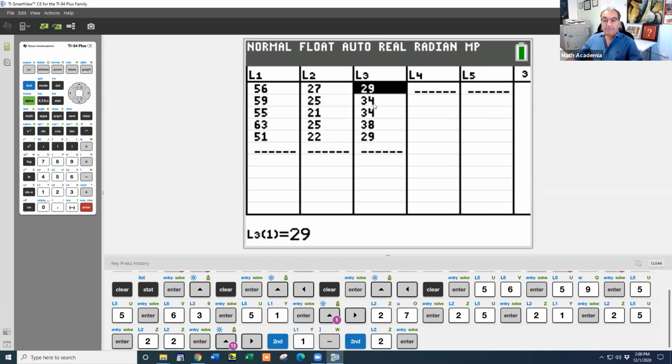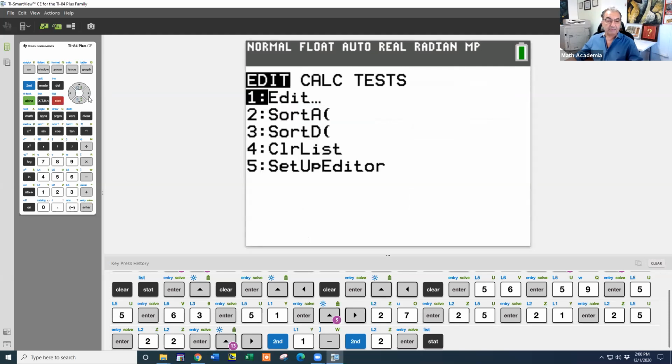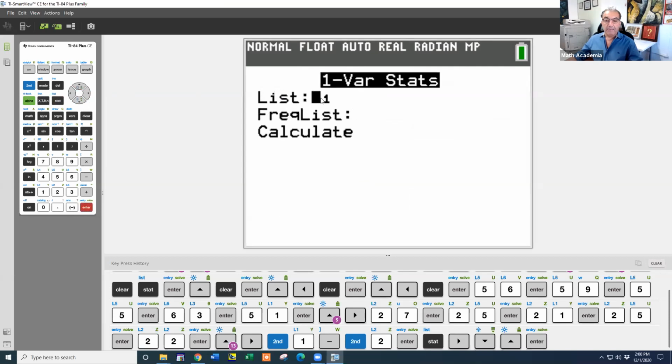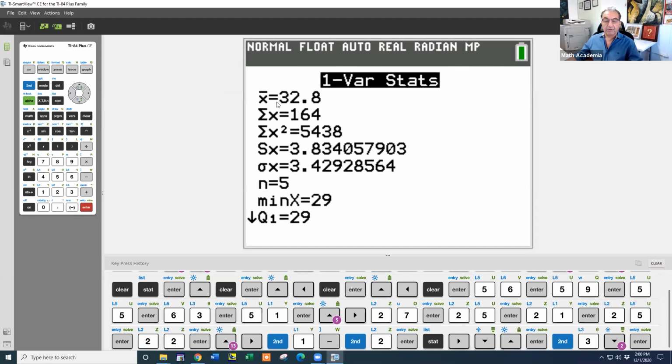Now, if you want to find the mean of the differences, go to stat and go to calc, 1-var stats, enter. Be careful, the list is not L1. The differences are in L3. So just do second function 3, which is L3. We don't need the frequency list because it's only one list here, and enter. So x bar is the same thing as d bar for the calculator, which is 32.8. So let's go back and check.